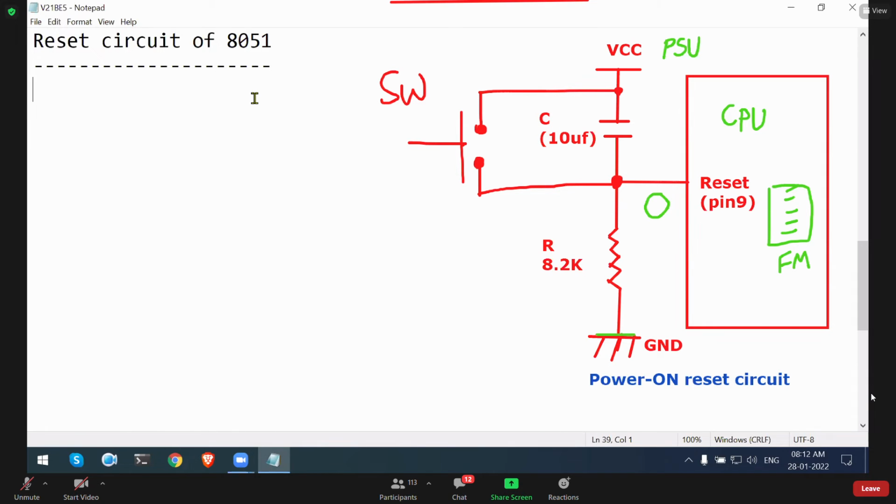Okay, make sure that the 8051 board which we provide in the lab is not available anywhere on the internet or online sites.